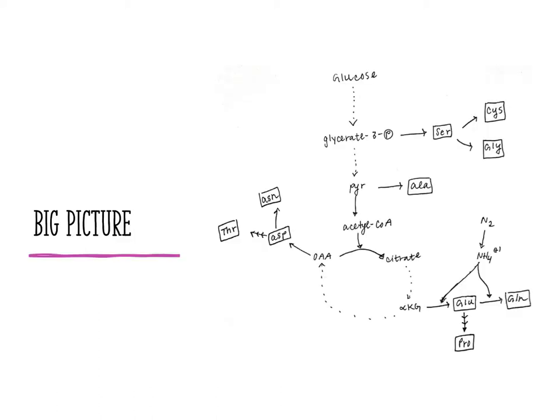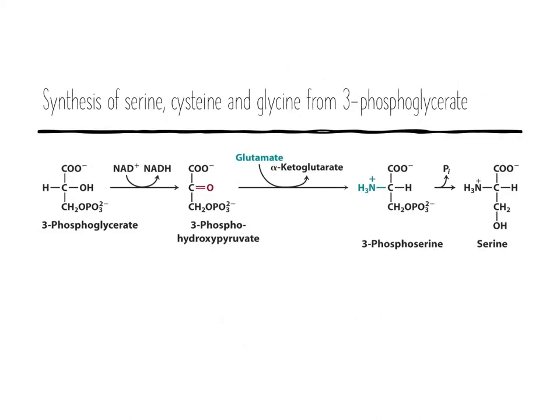This is our big picture. Finally, we're going to be up over here today, starting with glycerate 3-phosphate going to serine, and then serine can be the starting point for both cysteine and glycine. So here's the pathway.